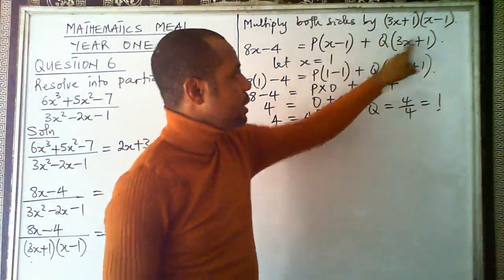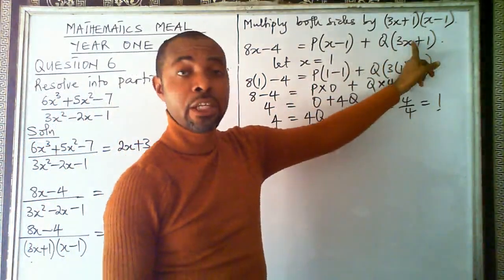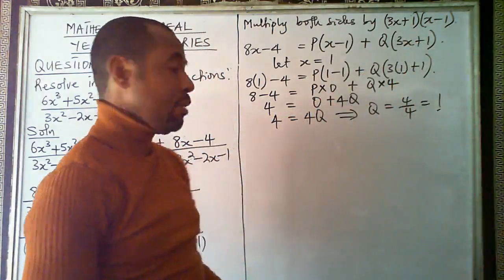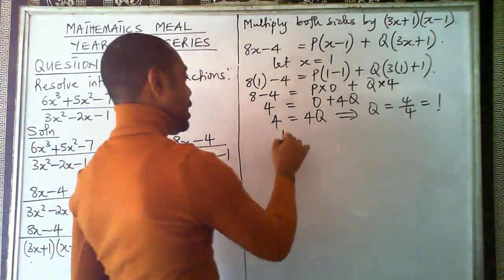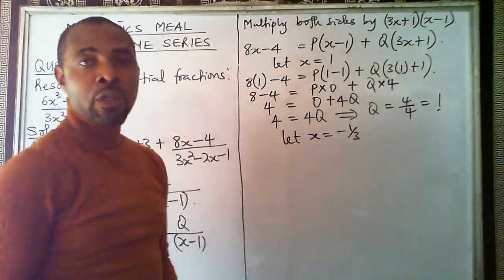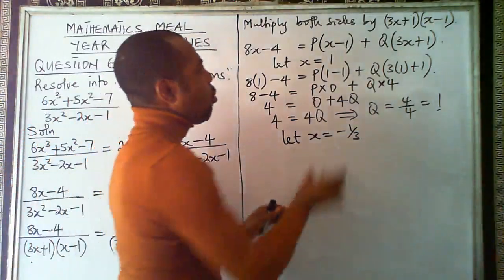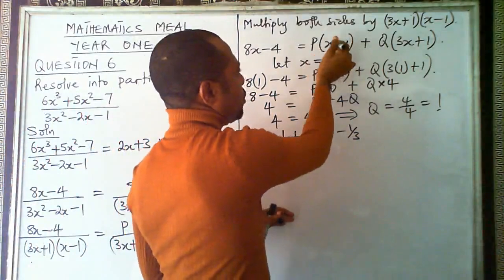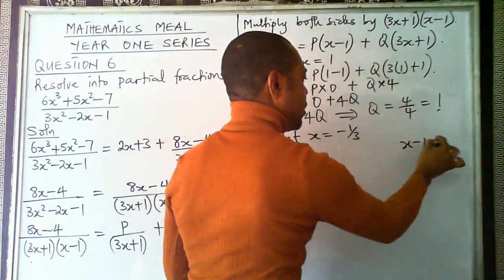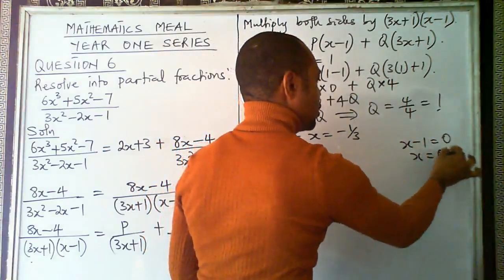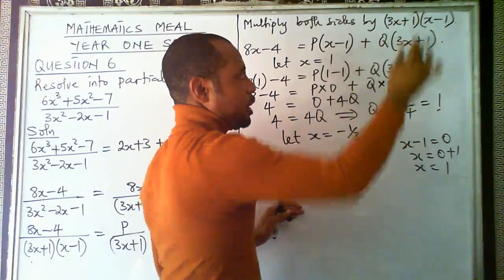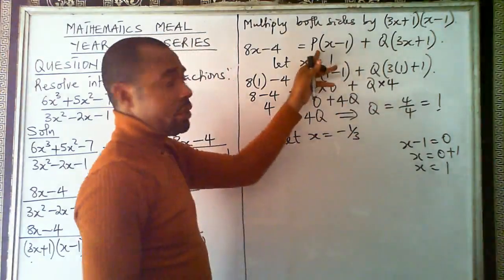So how do we find p now? We need to make the term containing q to be 0. And what are we going to substitute? A clever person will know. So we now say let x be minus 1 over 3. I explained something in the previous video. How will I know what to substitute as x so that this becomes 0? Everything here, equate it to 0. x minus 1 is 0. x is equal to 0 plus 1. x is equal to 1.